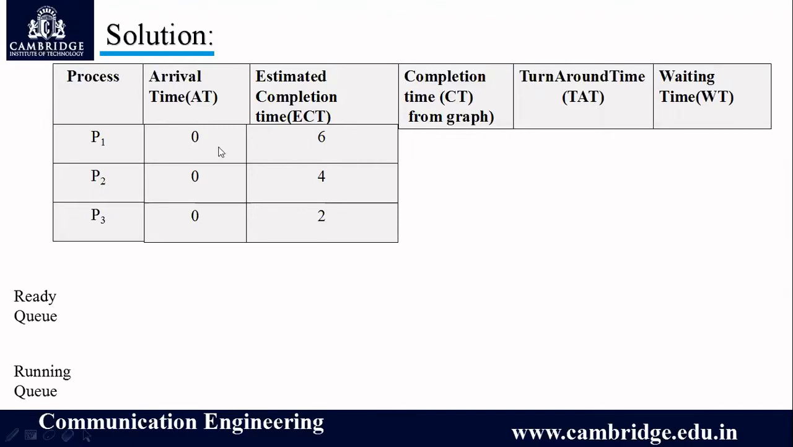Now, based on the problem statement, let me first write the ready queue. I have all the 3 processes arriving at the same time, so let me put P1, P2, P3. All 3 are available at the same instant of time, 0. Now the processes would be chosen from this list and given to the running queue for execution.